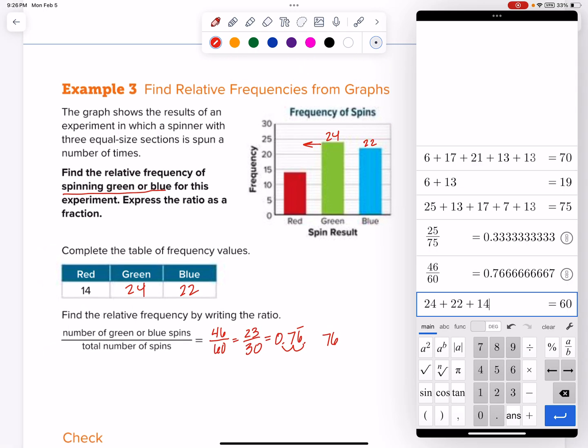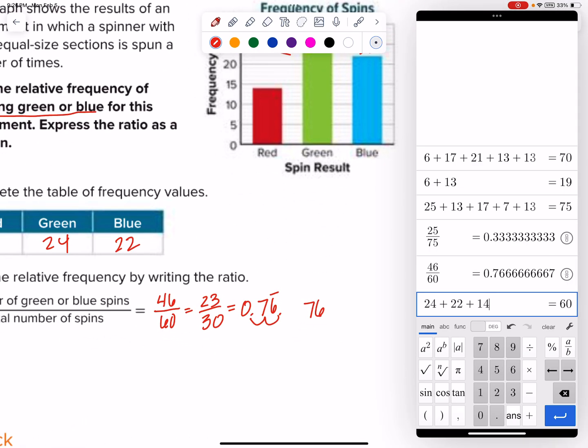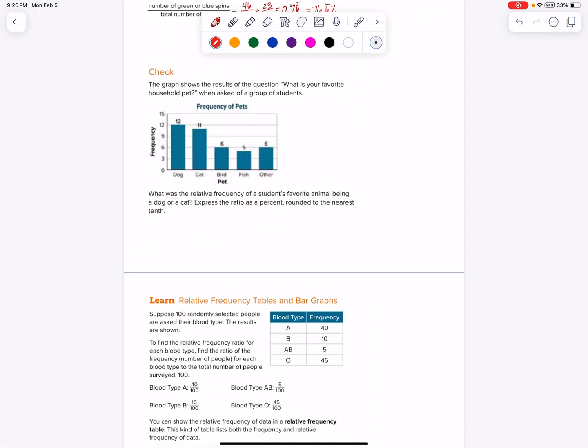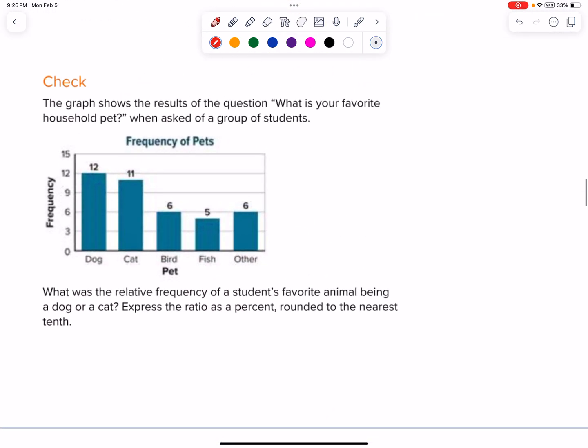It doesn't say to round anywhere, so we're going to have to go ahead and do our 76.6 repeating percent. Okay, and there we go. There's our relative frequencies. So let's go ahead and try it out here with the check. Okay, so a good time to pause and try it out on your own.